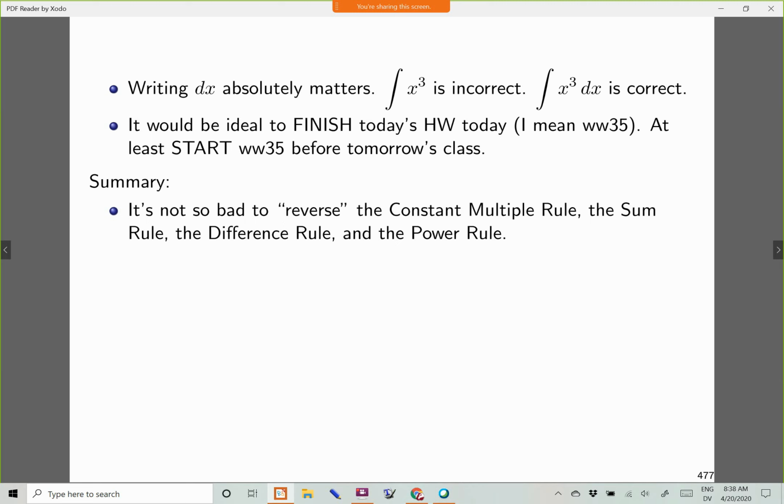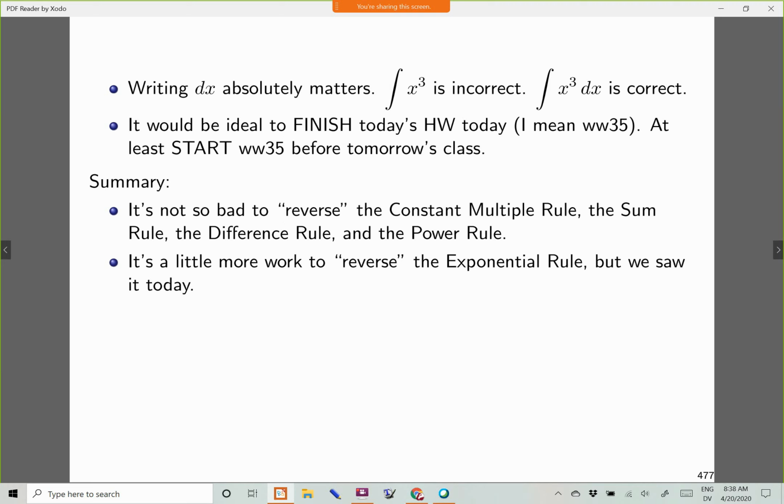I will comment that what we've done is not so bad. I mean, it's still some work, but it's not so bad overall to reverse the constant multiple rule, the sum rule, the difference rule, and the power rule. That's what we've been working on. It's a little more work to reverse the exponential rule because of this ln of b or 1 over ln of b, but that's a number, so you have to take care of how that's going to look. But it can be done. We saw a formula for the integral of an exponential function today.